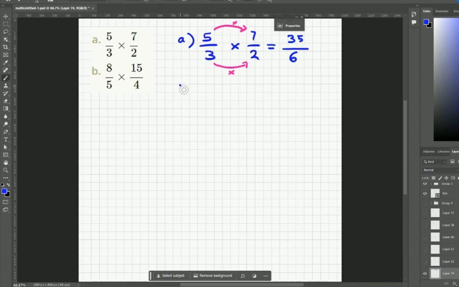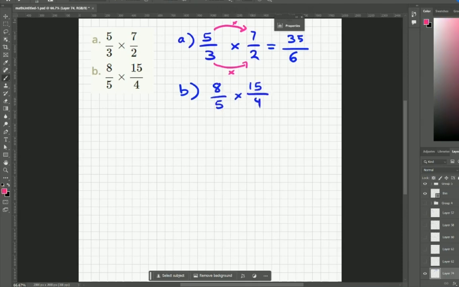Let's go with B. Now, B is a little bit different. If you look at B, it's got quite large values for its numbers. So when we see two fractions like that, we're first going to think about cancelling some of those values out to make our lives easier. So let's look at 8 over 5 multiplied by 15 over 4.